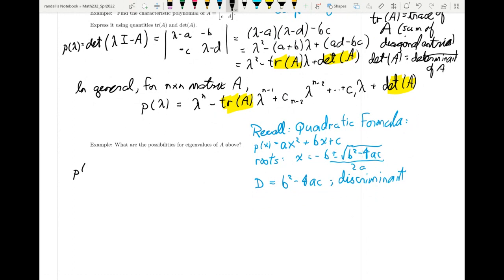All right. So let's keep this in mind when we study the characteristic polynomial of the 2 by 2 matrix. So we found above that p of lambda is this quadratic: lambda squared minus a plus d, lambda plus ad minus bc. Okay. So let's apply the quadratic formula here to find the roots.